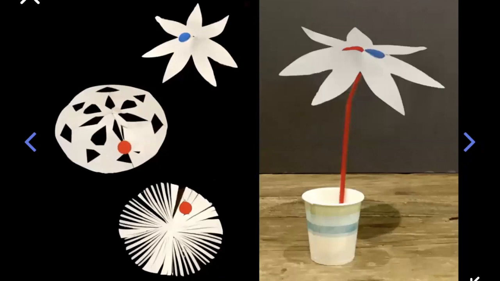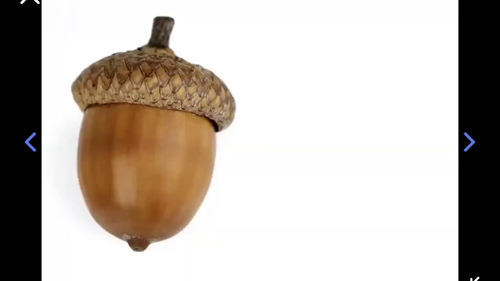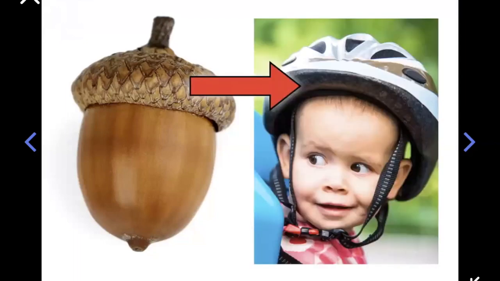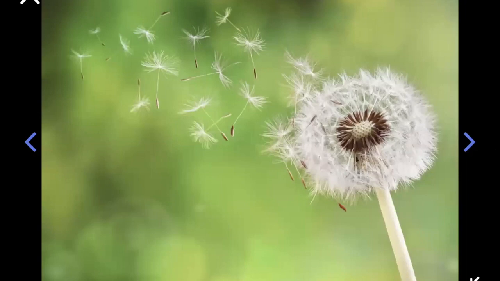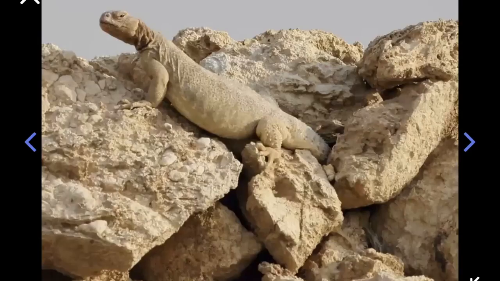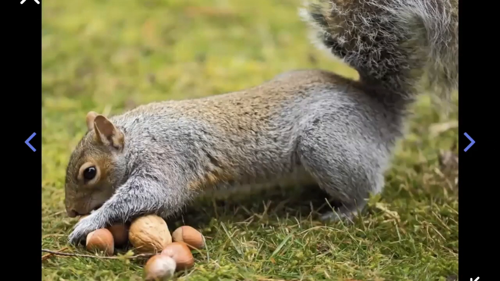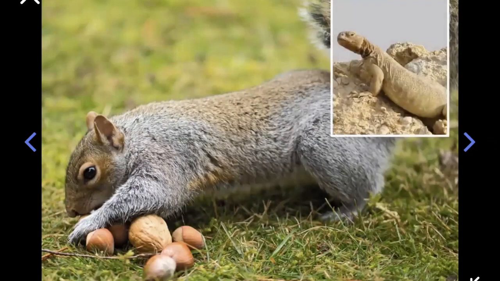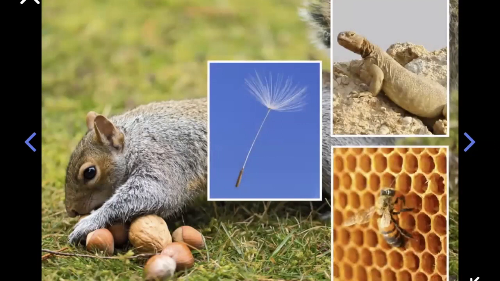One thing you can do to help you find solutions is to look at plants and animals that have solved the same problem. Maybe an acorn cap could help you make a better bicycle helmet. Or maybe when you look closely at the seed of a dandelion flying away in the wind, that might help you create a new kind of parachute. Or a lizard might give you an idea for how to blend in or hide something. Next time you're outside, take a look at how plants and animals solve their problems and how they might help you solve yours. The living world is full of problem-solving plants and animals. Have fun and stay curious.